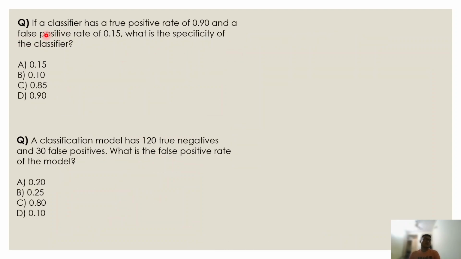Next, let us move towards our numerical. If the classifier has a true positive rate of 0.9 and a false positive rate of 0.5, what is the specificity of the classifier? Just have that kind of confusion matrix with you.